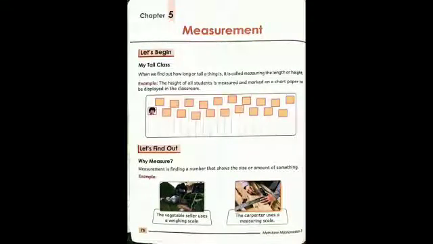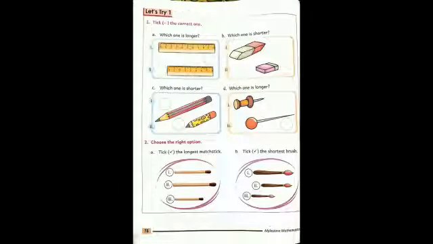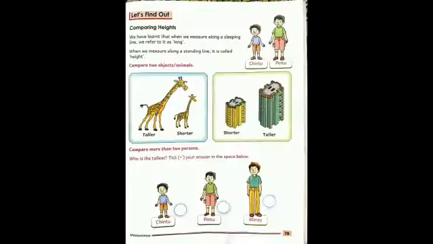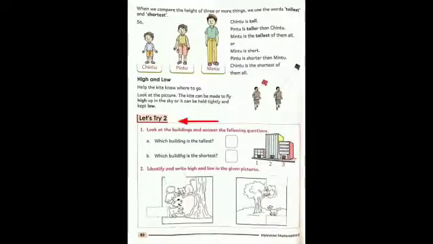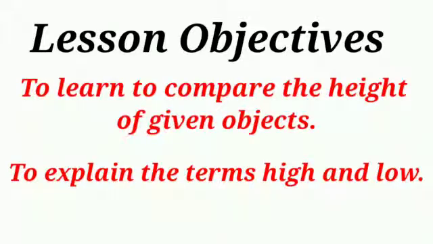As chapter 5, Measurement, is going on, till now you have done comparing lengths and Let's Try 1. Today we will do Comparing Heights, page 79, High and Low, and Let's Try 2, page 80. The lesson objectives are to learn to compare the height of given objects and to explain the terms high and low.